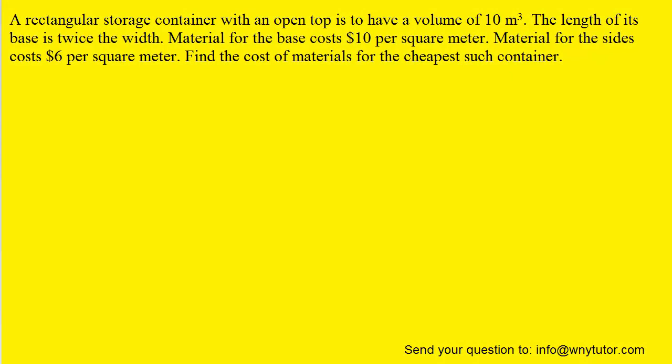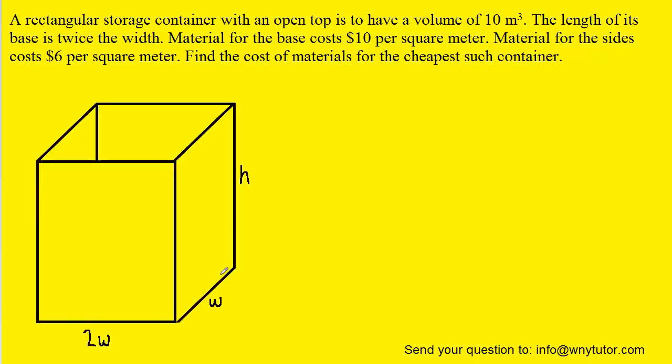Our first step to solve this question would be to draw a picture based on the given description. So here we have the rectangular storage container. We'll note that the question said that the length of the base is twice the width. So we've called this dimension the width, W, and then we've made the length twice that, or 2W. We have the height marked as well with the letter H.